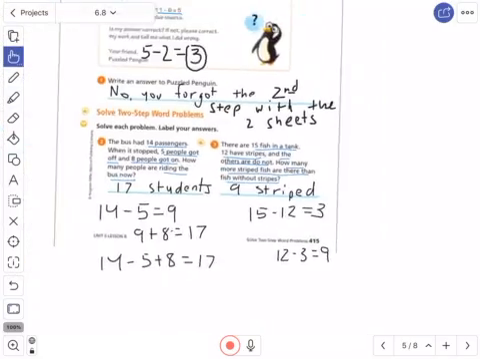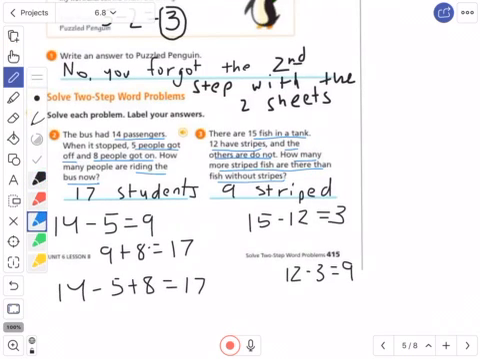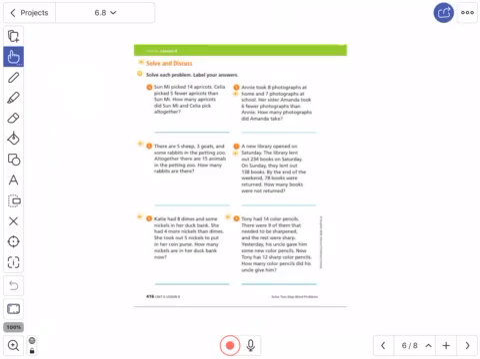Okay, check your answers, check your thinking against mine. Here I have the 17 students. Here I have the 9 students. So just check your answers, check your thinking. Next page here. I'm going to read all of these, and I'll show you my thinking for one of them, and then we'll come back and check them.